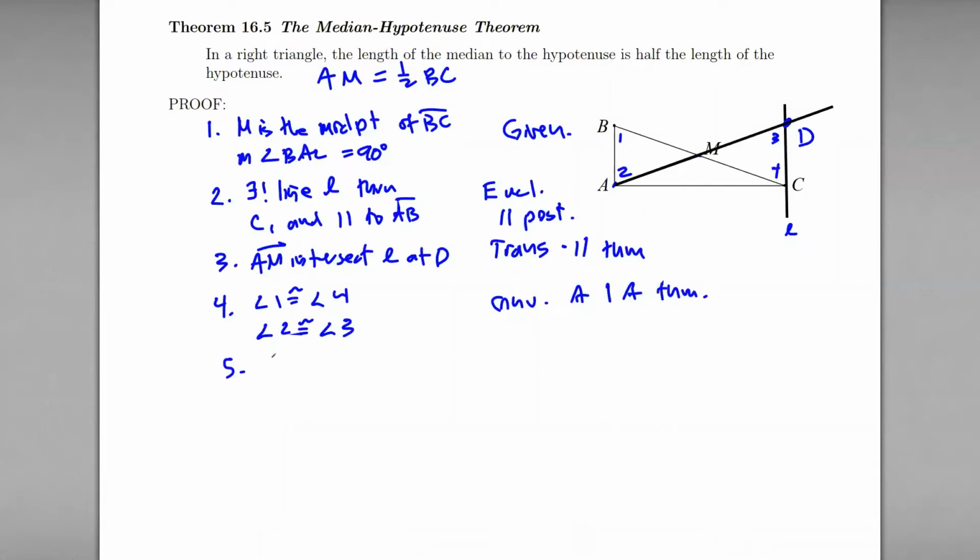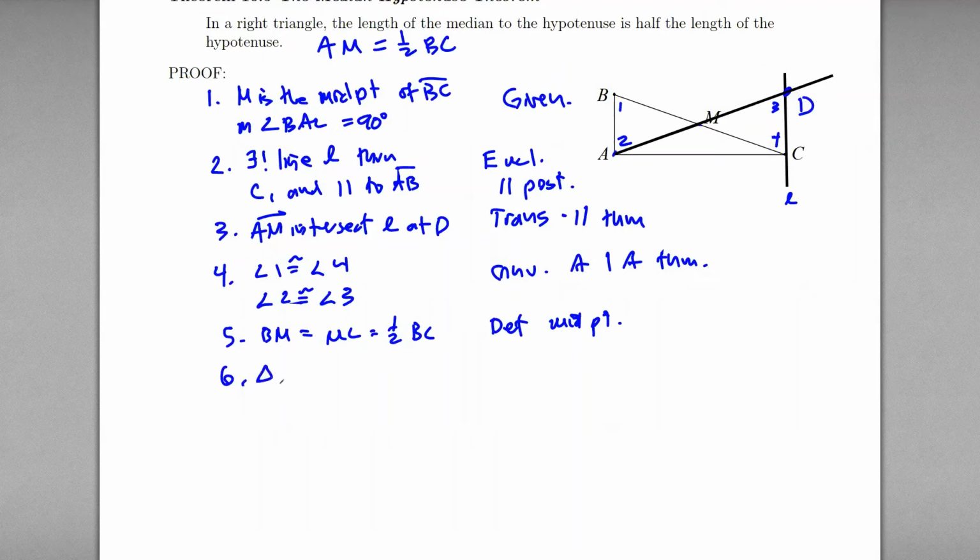So our next step is to recognize that M is a midpoint. So we have that BM is equal to MC, which is 1/2 of BC, simply by the definition of midpoint. So we have that triangles ABM and CDM are congruent, which gets us somewhere. Not quite where we wanted to go overall, but it gets us somewhere. Okay, so 5, 6: triangle ABM is congruent to triangle DCM.